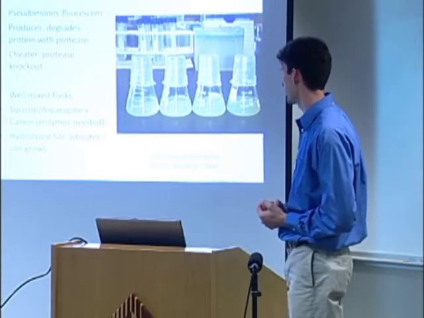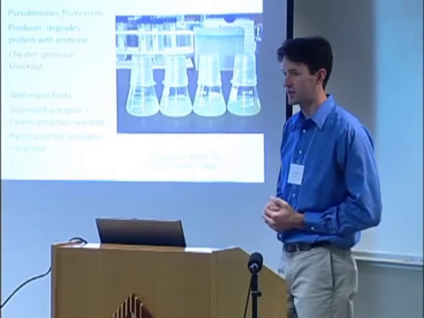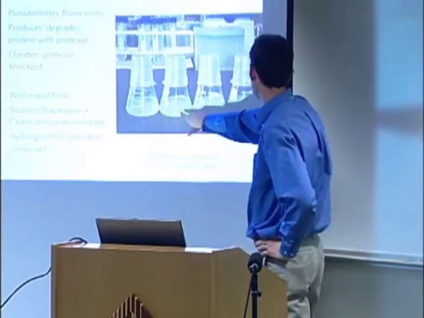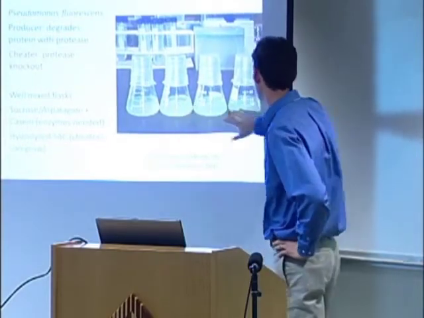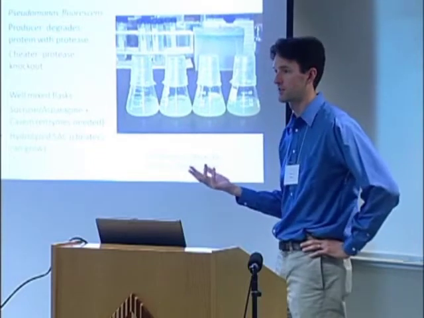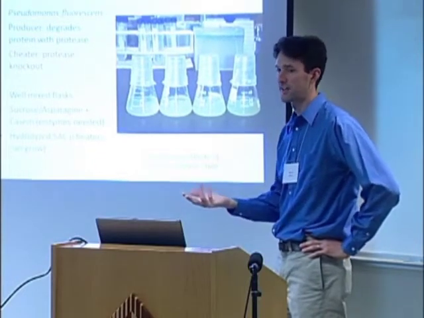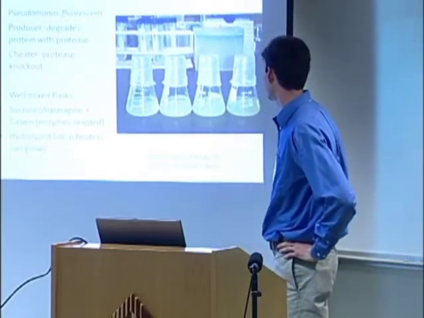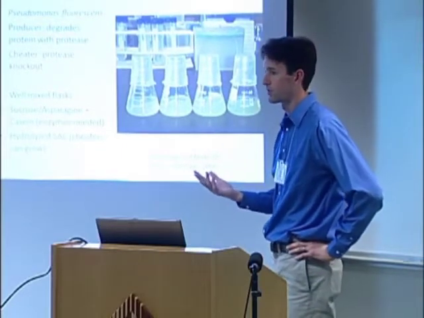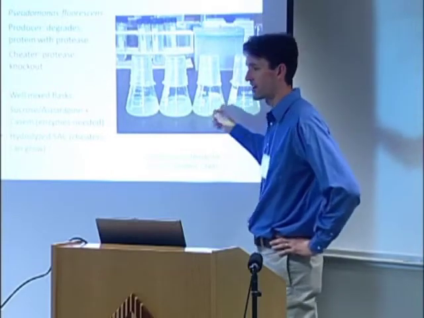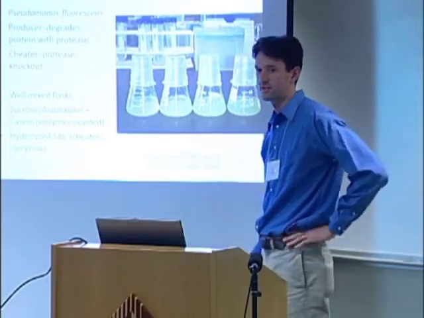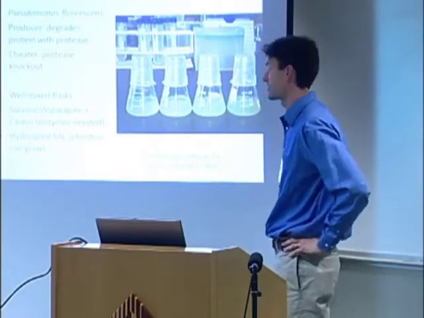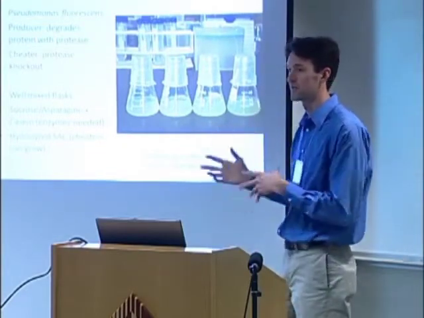So our initial experiments have focused on the well-mixed scenario. So we've been using flasks like these. And these greenish colors are derived from high growth of the bacterium. Pseudomonas also produces siderophores, and this greenish color actually is derived from the production of siderophore. If you put these under ultraviolet light, they'll actually glow, because it's a fluorescent siderophore. So that's why it's called Pseudomonas fluorescens. So this is potentially a good study system for a number of different public goods.